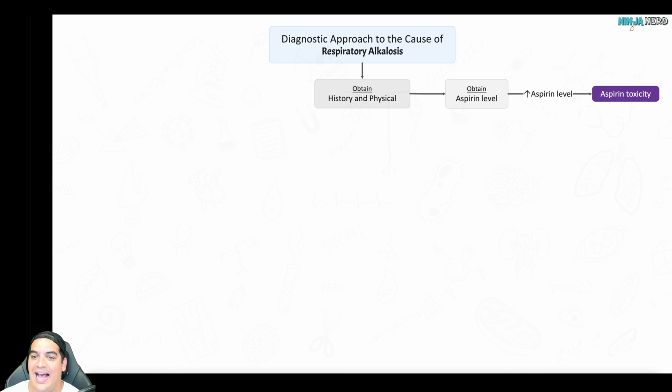Let's now move into the respiratory alkalosis. This one's, again, a little bit more schematic. You have to think about it clinically. If you get a history and physical and it suggests, okay, I think that there's concerns for aspirin toxicity, they have tinnitus, they have a headache, they have metabolic acidosis and a respiratory alkalosis, get an aspirin level to rule out aspirin toxicity.